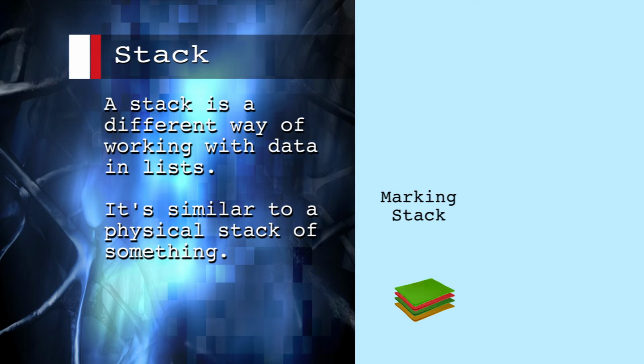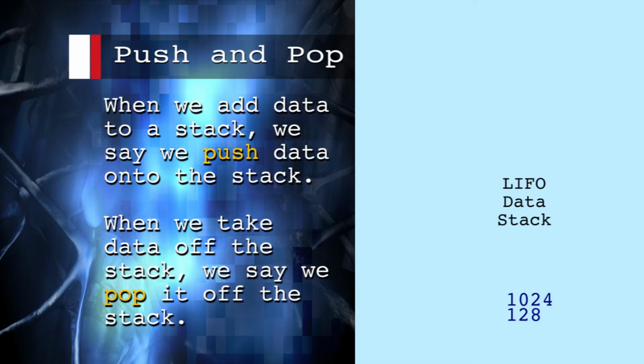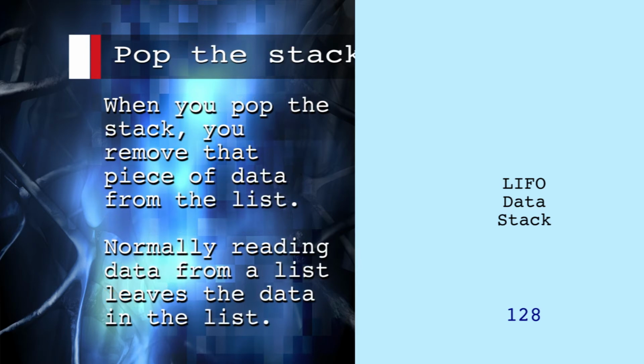Then, you grab the next paper off the top and continue. A data stack is similar. You keep pushing data onto the stack, and when you want to use the data, you pop it off the stack. Popping the data gives your program the piece of data to work with and removes that data from the stack. So the next time you pop the stack, you'll get the next piece of data. You can keep popping the stack until the stack is empty, or you can push data back on at any time.